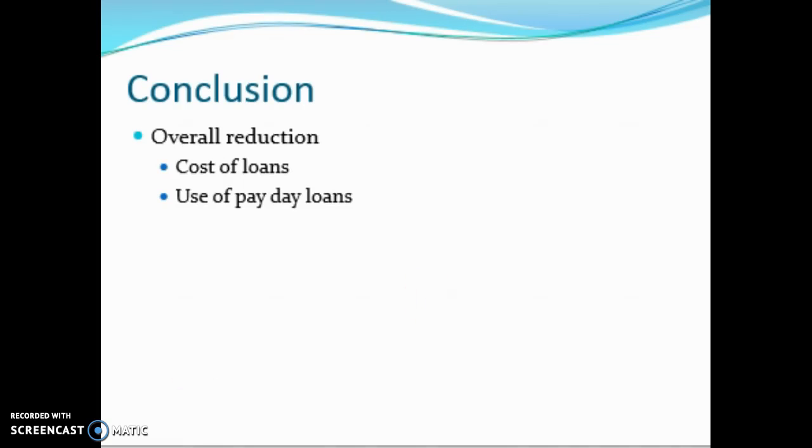In order for the design to reach a useful conclusion regarding the policy, our goal is that the data will prove that there is a 25% reduction in the cost and a reduction in the use of payday loans.